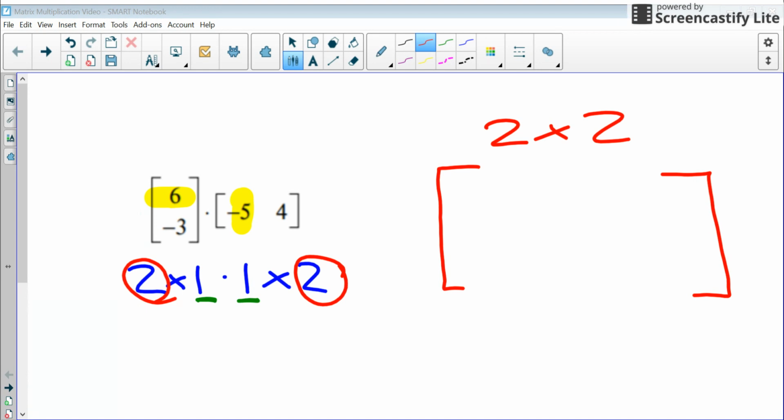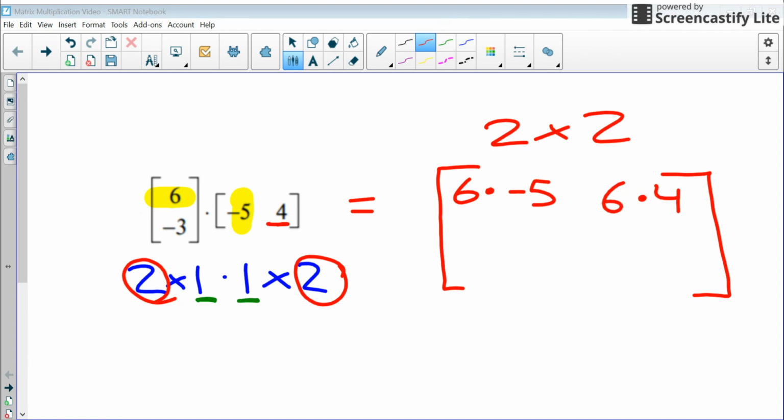Okay? So I'm going to take that 6, and what you do is multiply entry. So again, the 6 is on the top, the -5 is on the left. So if you multiply them together, it tells you the top left entry of your new matrix. Okay? If I take the top number, the 6, and the 4, the right number, it's going to tell me the top right entry. So my top right entry is going to be 6 times 4.